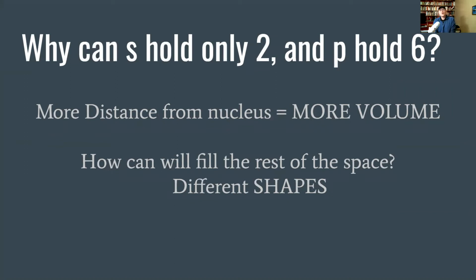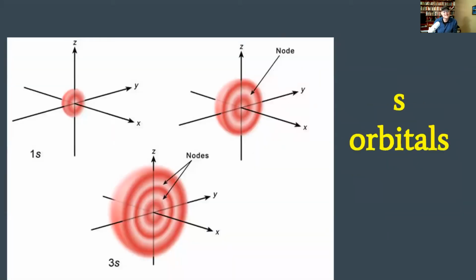So why can the s orbital hold only 2 electrons while the p orbitals can hold 6? Well, just like we said before, if there's more distance from the nucleus, we get more volume. But how can we fill the rest of that space? Well, we're going to have different shapes involved. s orbitals end up being spherical in their shape, and this is an s orbital that's cut in half so you can see the interior.